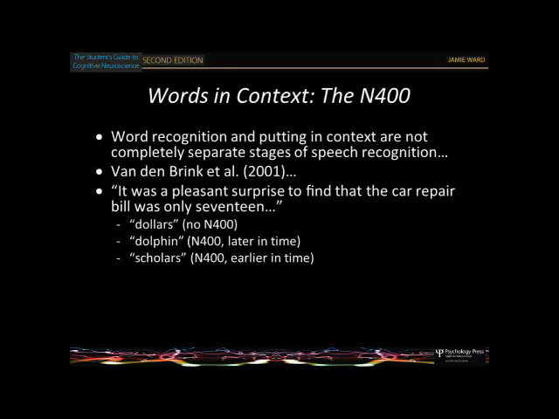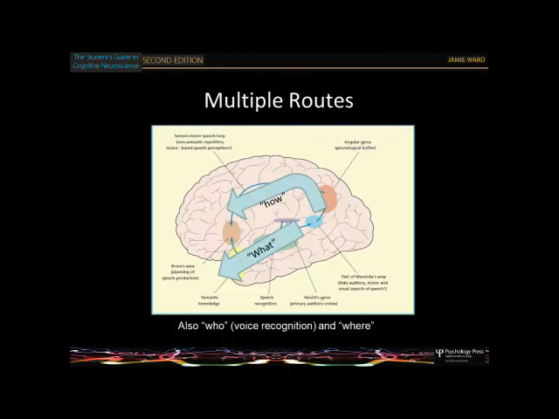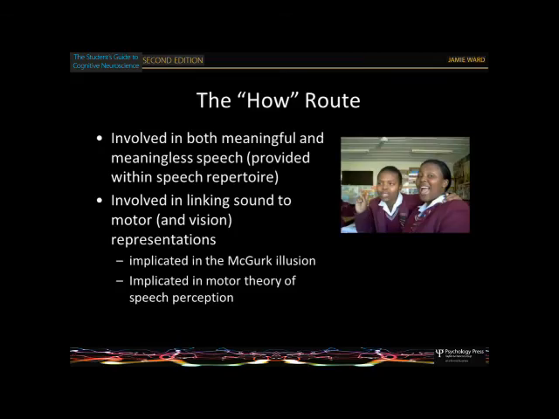So that's the N400. And the idea is that this is kind of a characteristic of the what root. You're understanding the meaning of words. What about your how root?